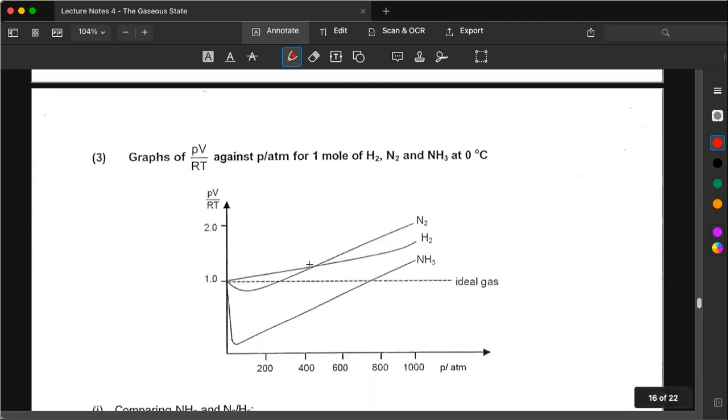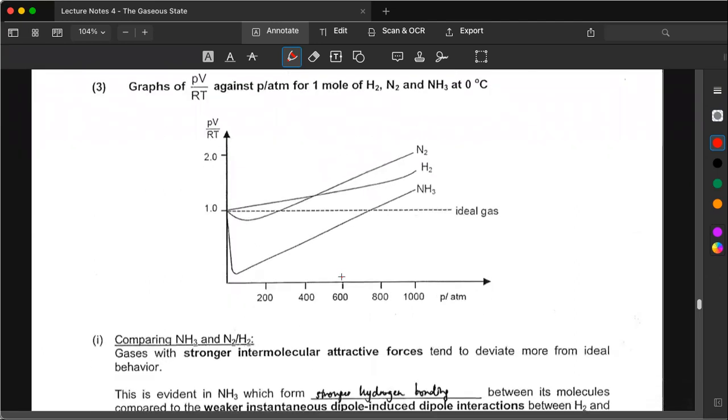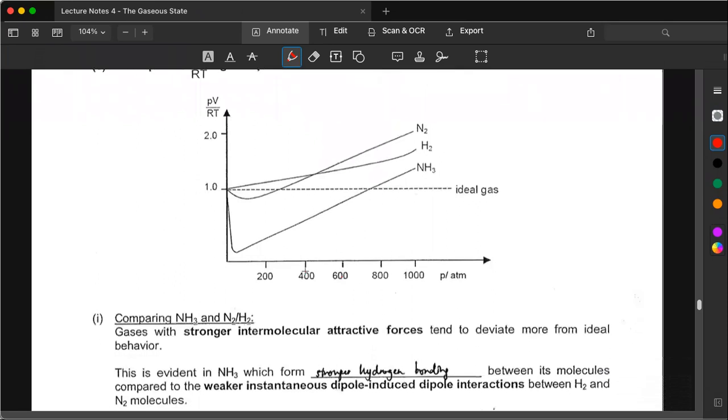And if we compare different gases at the same conditions, we see that gases with stronger intermolecular forces tend to deviate more. So this is very important. Intermolecular forces have an important role in this. All right.